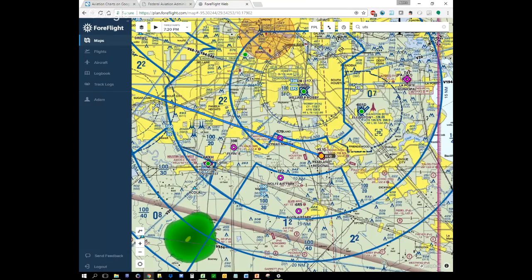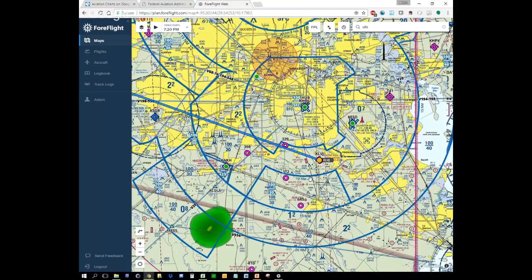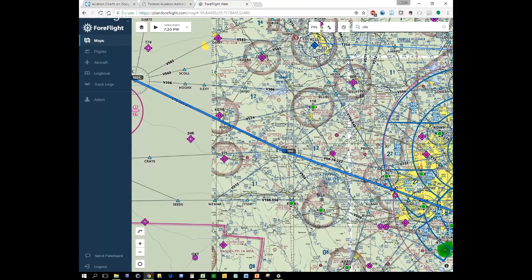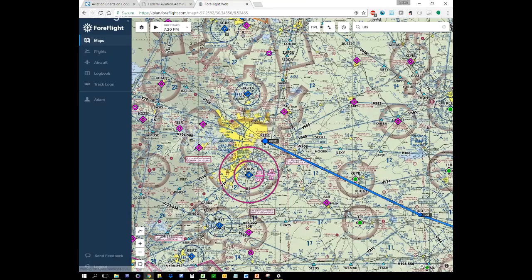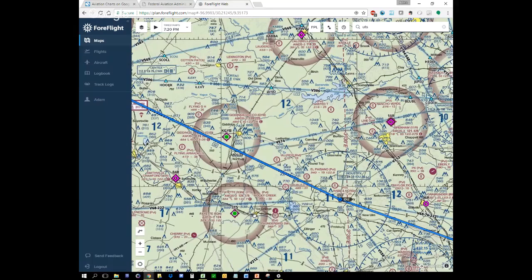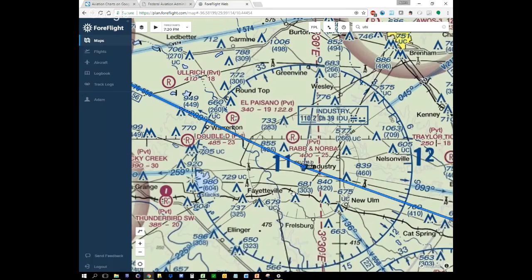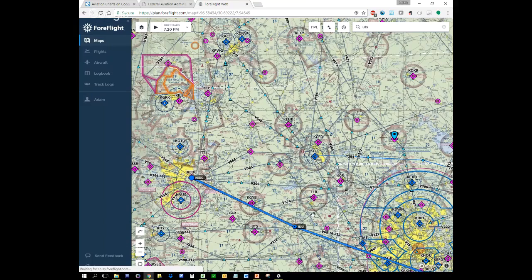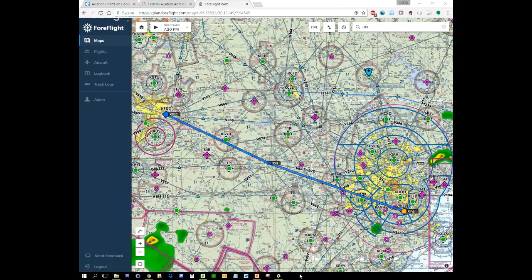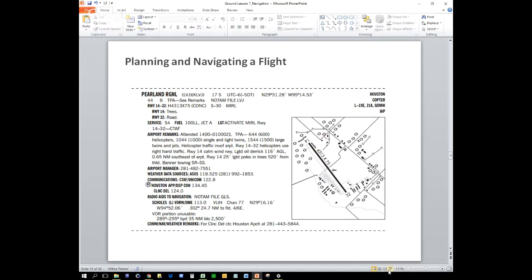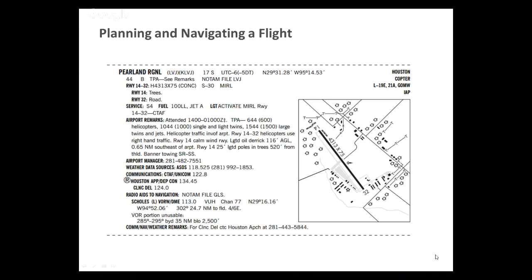So I've planned a fictitious flight from Pearland to Austin Executive via the industry VOR. So there's our flight. As we mentioned last time, an essential part of our flight planning is checking out our chart supplement book. These are available in print. You can get them online.